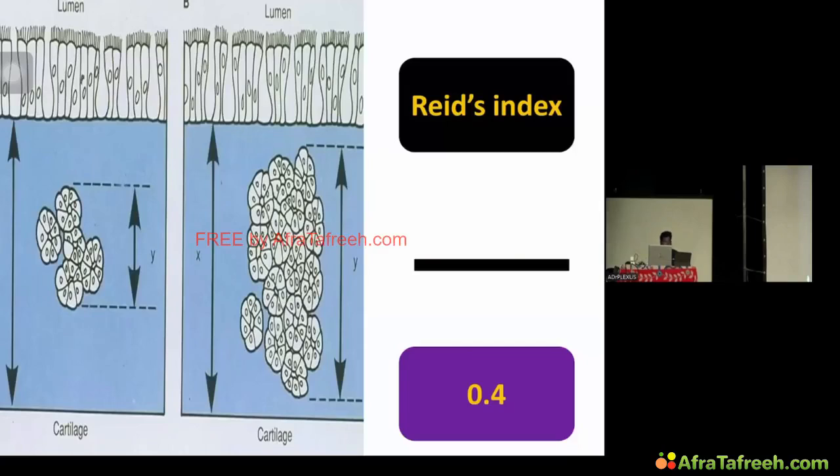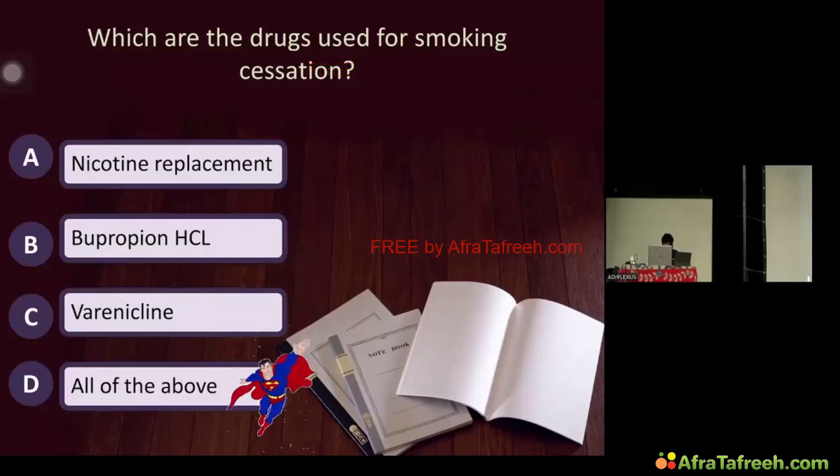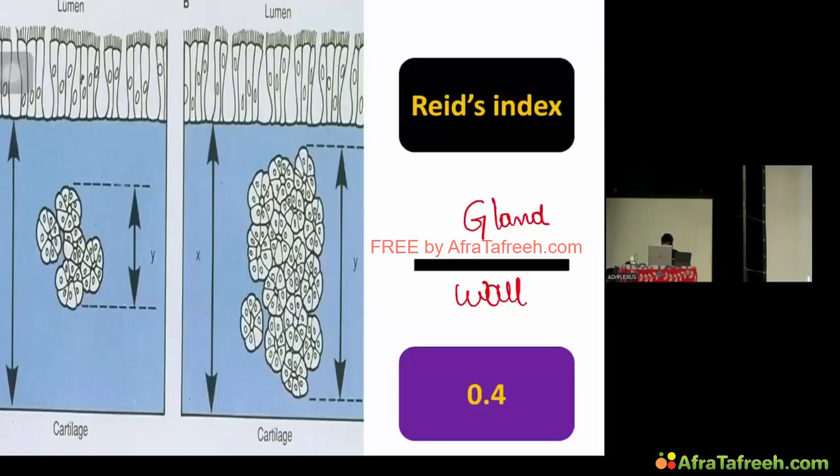One is the gland and the wall of the airway. Whenever any patient comes to you with COPD, you are going to see the gland and the wall. Usually the gland is small and the wall is big. Here, the Reid index will be less than 0.4.